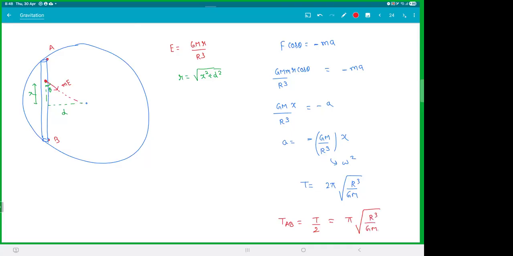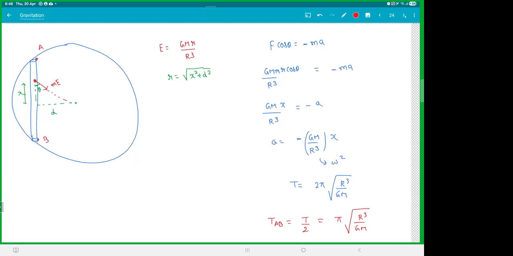So this particle will oscillate in SHM. And the best part about this answer, it is independent of d. That means it doesn't matter where you dig the tunnel, you're going to get the same answer. The answer was independent of d. You can dig the tunnel in the center, corner, you can make the tunnel small, big. As long as it is a chord, you get the same answer.